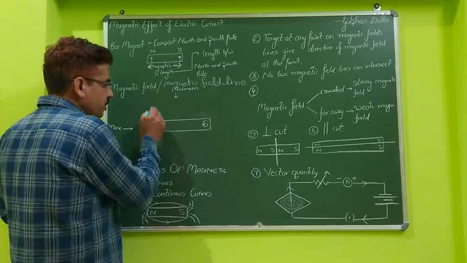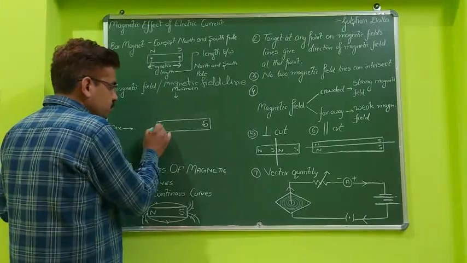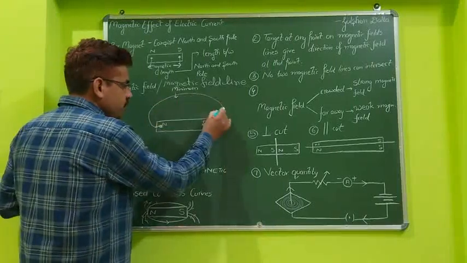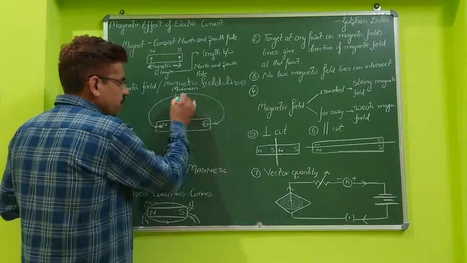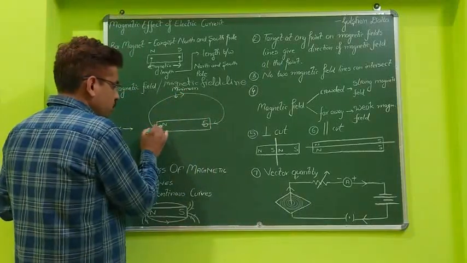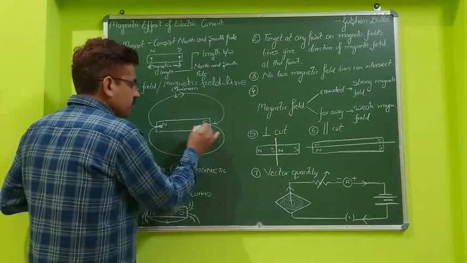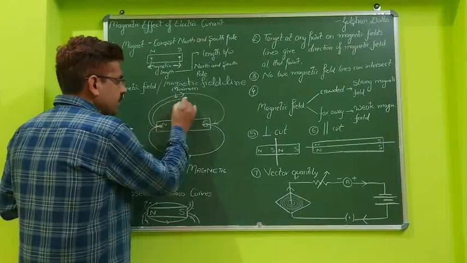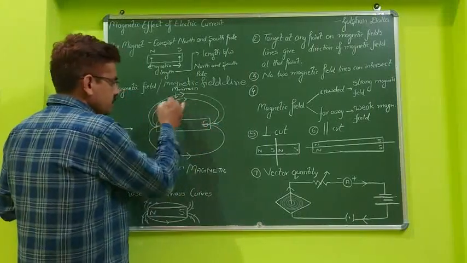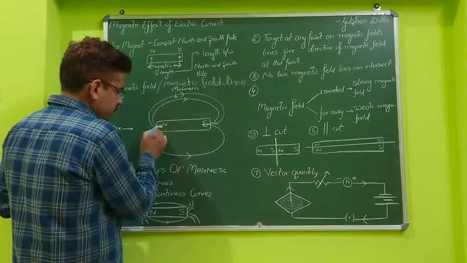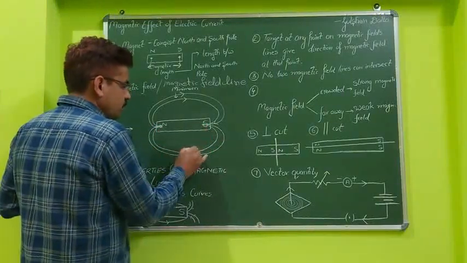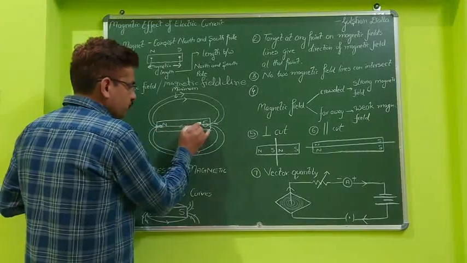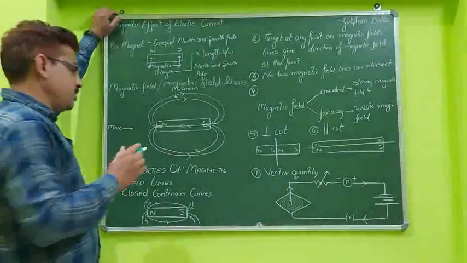So how do the magnetic field lines move? This is the north pole and this is the south pole. Magnetic field lines start from the north pole and terminate on the south pole. This is the way the magnetic field lines move. Again I am drawing it this way: this is the north pole and this is the south pole. The lines go from north pole to south pole outside the bar magnet, but inside the bar magnet the magnetic field lines move from south to north. So this is the way.